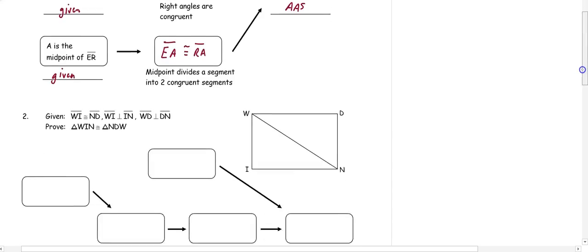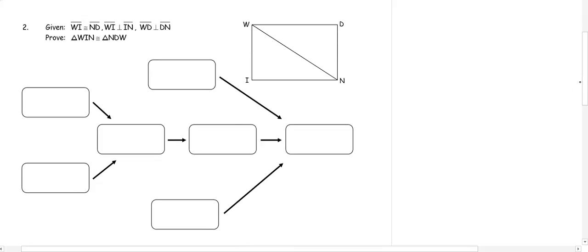So let's look at another flow proof. Number 2. They're giving us that WI and ND are congruent. They're also telling us that IN is perpendicular to WI, which means this is a right angle, and WD is perpendicular to DN, which also means that there's a right angle there. And then we also have a shared side in the two triangles, which is by reflexive property.